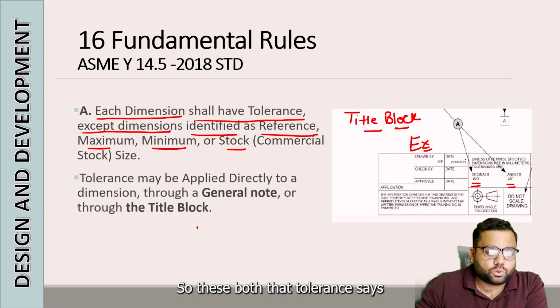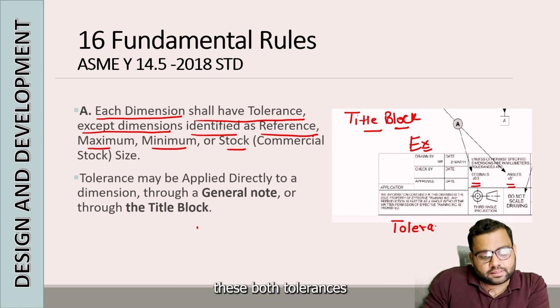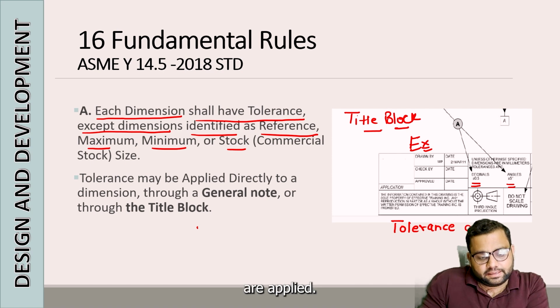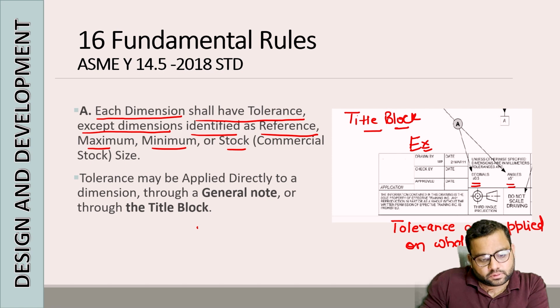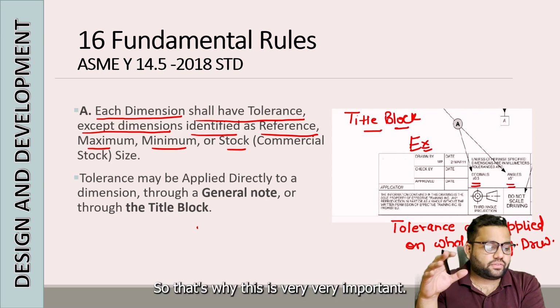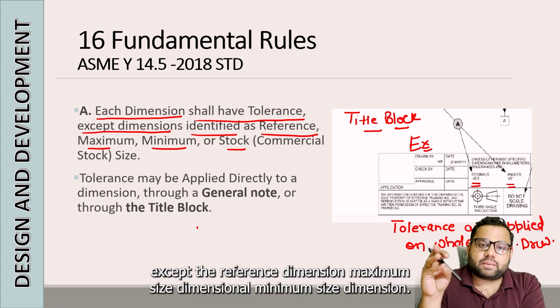These both tolerances are applied on the whole engineering drawing. That's why this is very important. So what does the first rule say? That each dimension shall have a tolerance except the reference dimension, maximum size dimension, and minimum size dimension.